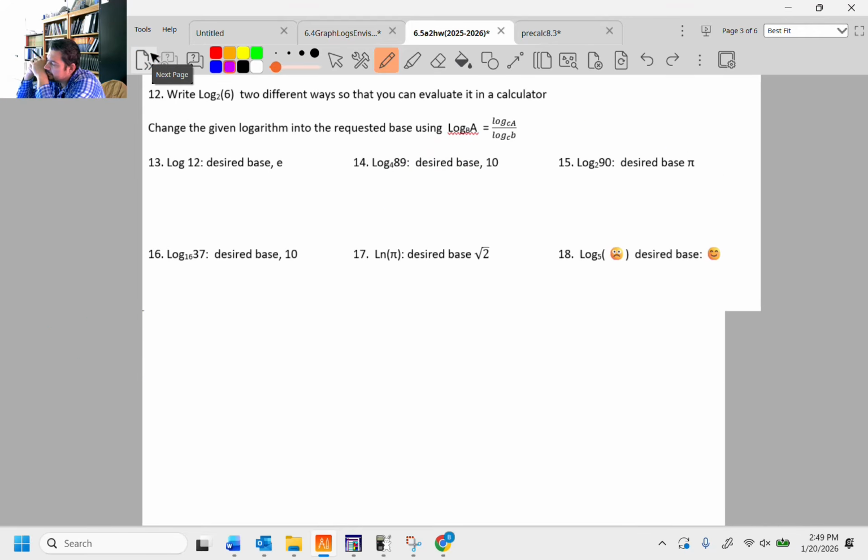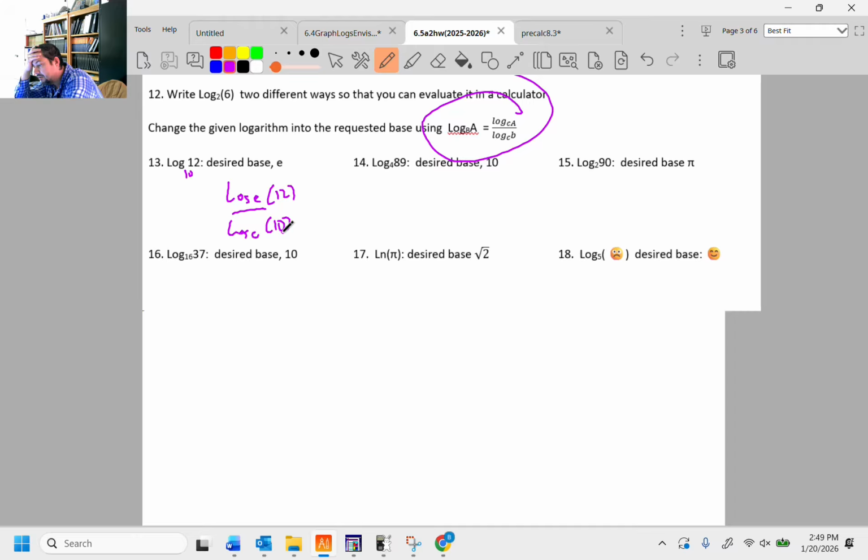Let's see here. We got some of these using the change of base formula. The full-blown change of base formula is given. So I'm supposed to rewrite log whose understood base is 10, argument 12, with the desired base of e. That means I'm going to have a log base e over a log base e. And it's really simple. The number up high stays high. The number down low stays down low.